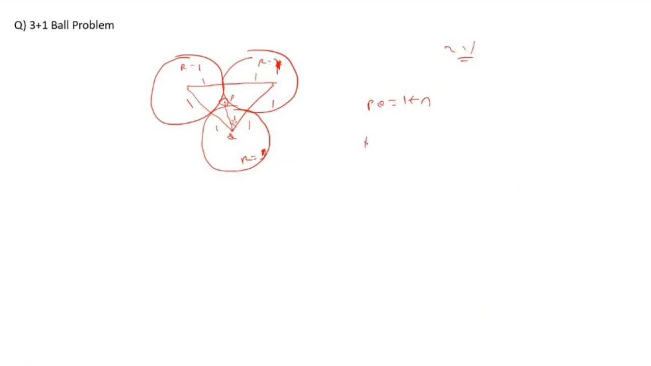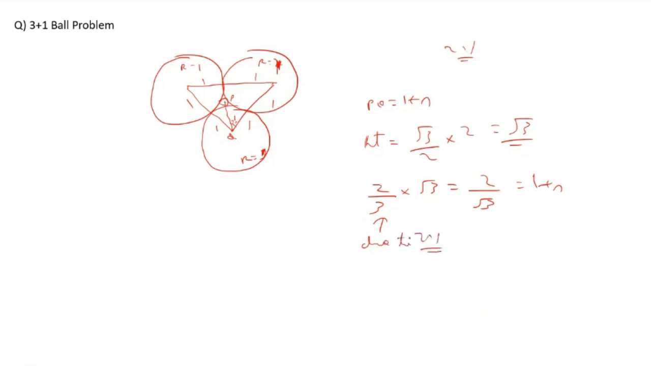The height of an equilateral triangle is root 3 by 2 times a. So here it will be root 3 by 2 into 2, which is root 3. 2 by 3 of this gives me 2 by root 3. This is equal to 1 plus r, due to the 2:1 ratio. So r equals 2 by root 3 minus 1, which is equal to 2 minus root 3 by root 3. Converted to an approximate decimal, this is approximately 0.16, which is the result for the 3 plus 1 ball problem.